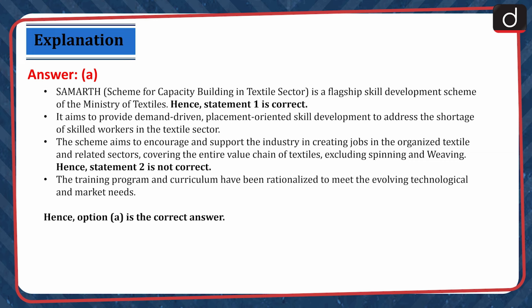It aims to provide demand-driven, placement-oriented skill development to address the shortage of skilled workers in the textile sector. The scheme aims to encourage and support the industry in creating jobs in the organized textile and related sectors, covering the entire value chain of textiles, excluding spinning and weaving. Hence, statement 2 is not correct. The training program and curriculum have been rationalized to meet the evolving technological and market needs. Hence, option A is the correct answer.